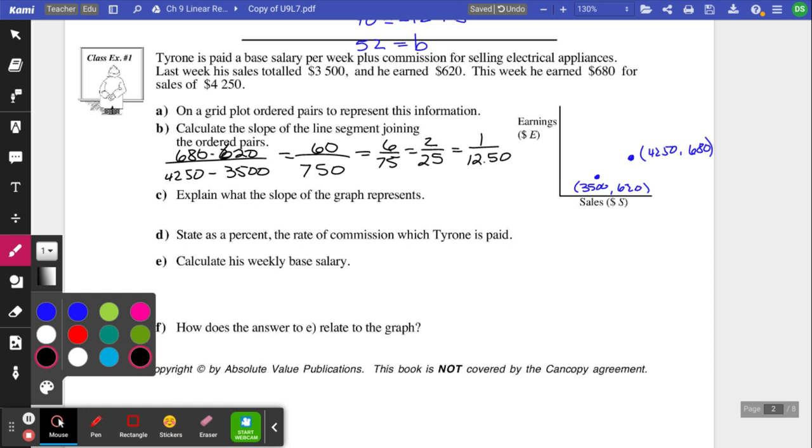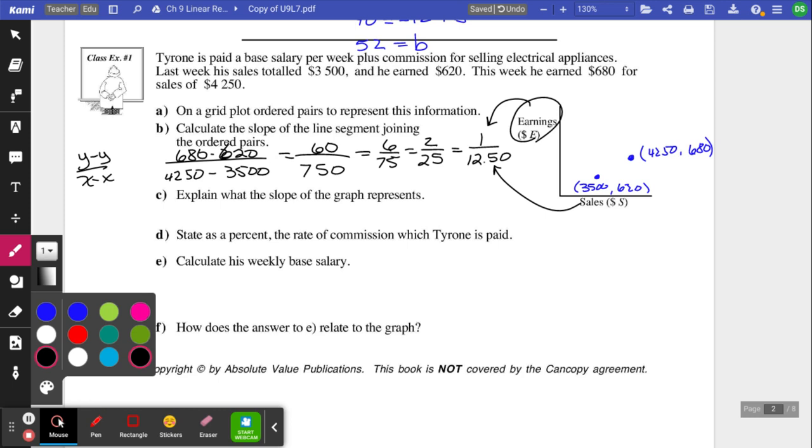Sales or earnings? Nope, that wouldn't make any sense. If you say the $1 is sales and then he earns $12.50 for every $1, that wouldn't make sense. Remember, this is Y's over X's, correct? So our Y value is earnings. This is how much he earns, and this is the sales. So he earns $1 for every $12.50 he sells. Make sense? So understand it before you answer the question.